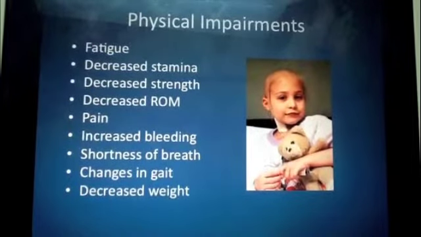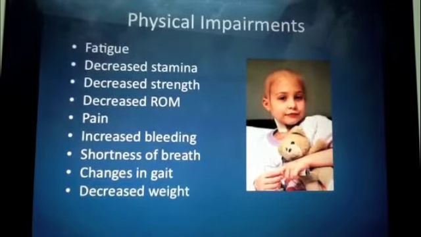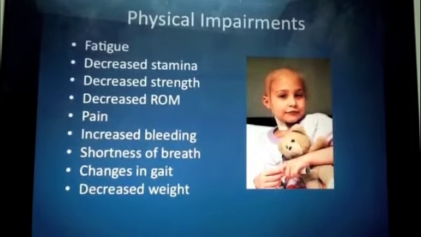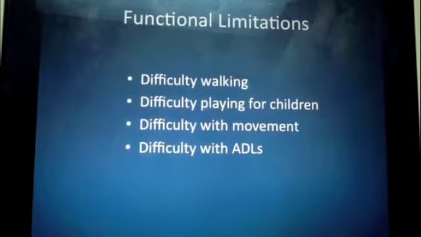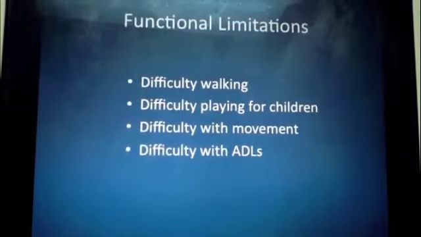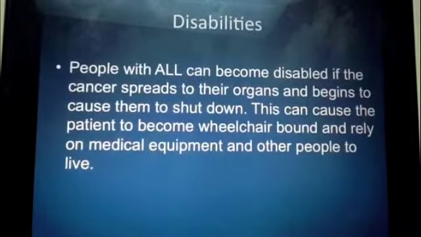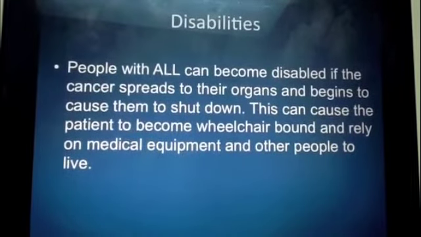Physical impairments of people with ALL are fatigue, decreased stamina, decreased strength, decreased range of motion, pain, increased bleeding, shortness of breath, changes in gait, and decreased weight. Functional limitations include difficulty walking, difficulty playing for children because of the pain in their joints, difficulty with movement, and also difficulty with ADLs. People with ALL can become disabled if the cancer spreads to the organs and begins to cause them to shut down.